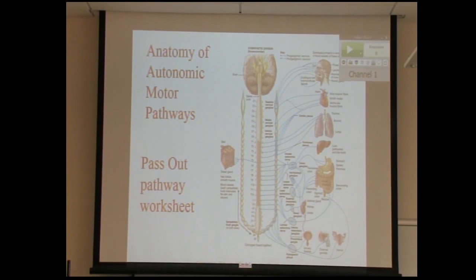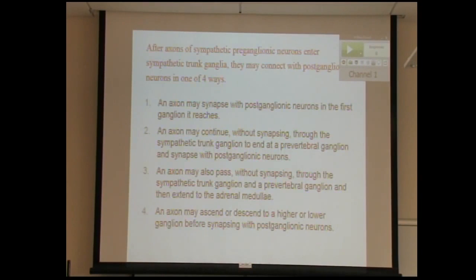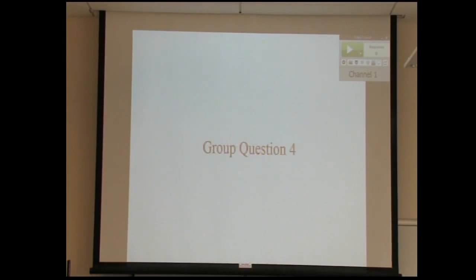So anyways, number 3 was the preganglionic neuron goes straight to the adrenal gland. So that's the only one where it's a solid line all the way to the target tissue right there. And then the last one was this one. So the axon either goes up or down the trunk before it has a synapse. But the synapse is still in the trunk.